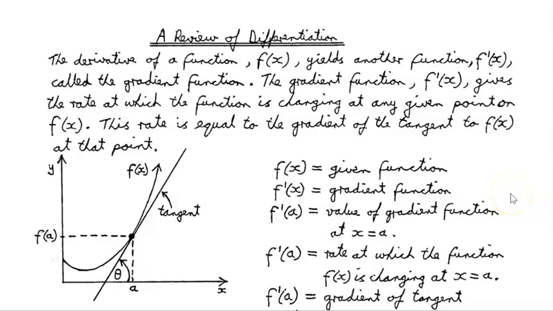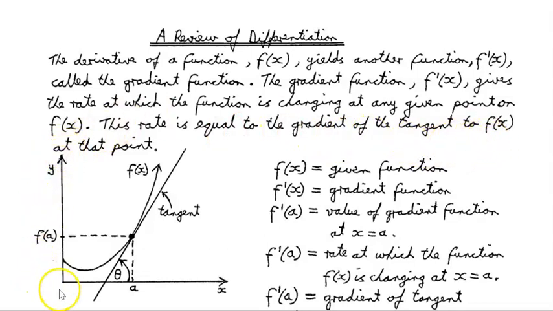Right, let's review differentiation. The derivative of some function f of x yields another function, f prime of x, f dash of x, called the gradient function. The gradient function f dash of x gives us the rate at which the function is changing at any given point on f of x, for whatever value of x we specify. Now this rate is equal to the gradient of the tangent to f of x at that point.